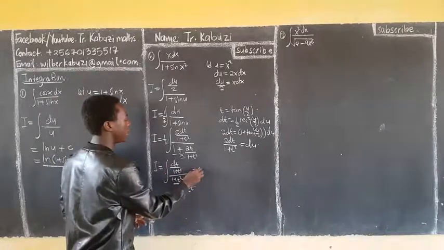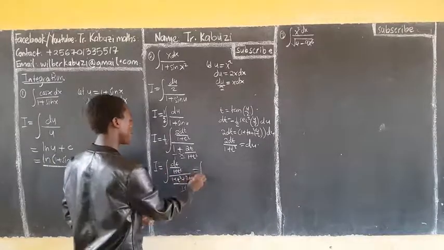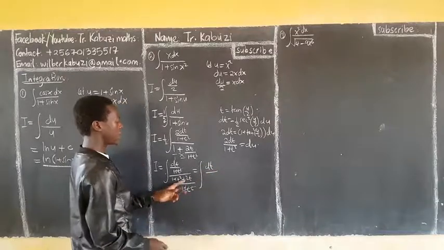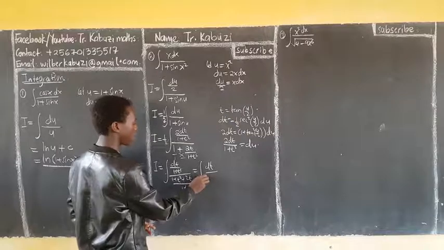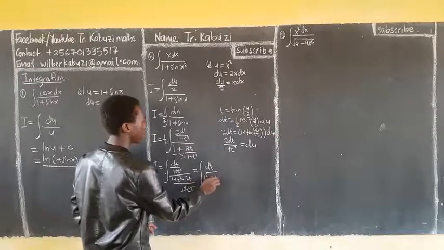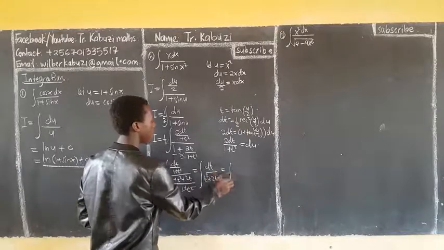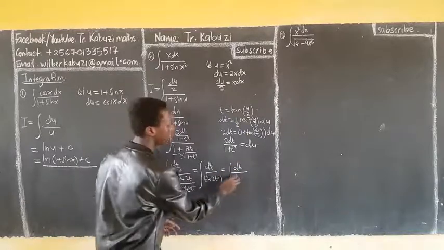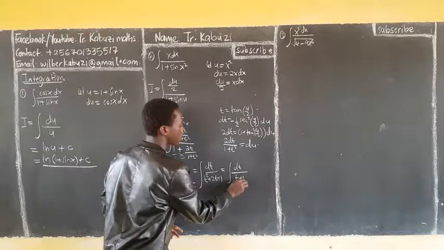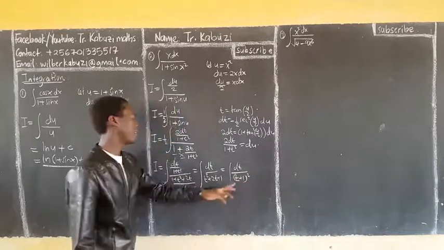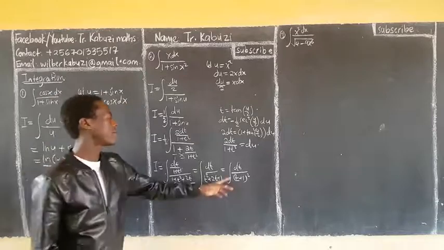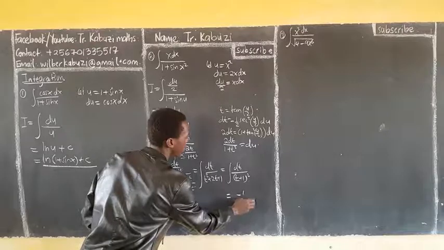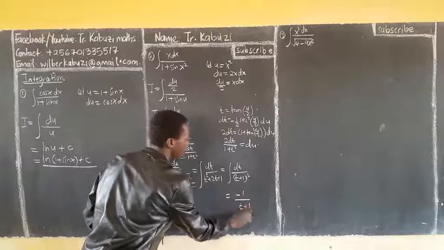So this will give me the integral of dt over, now you see that if we expand this, we get t squared plus 2t plus 1, which is the same as dt over t plus 1, the whole squared. If I expand this, I come to this. But we have seen how we integrate this, so this is very easy. It's going to be negative 1 over t plus 1.